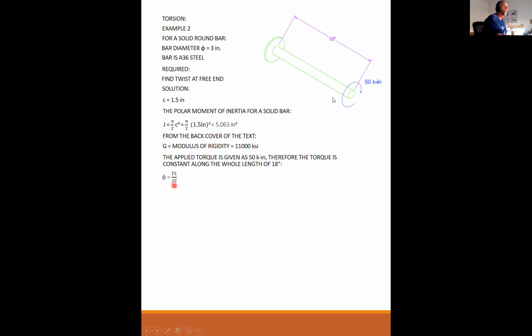So I can use my equation because the section is constant, the load is constant, and the rigidity of the material is constant. All three are constant. I can use my equation: 50 kip-inch times 18 inches long, over 5.063 inches to the 4th, and 11,000 ksi, and I get 0.0162 radians. This thing is going to twist in the direction shown. That's an angle, really, so that's a measure of how much it is going to twist. And you box your answer.